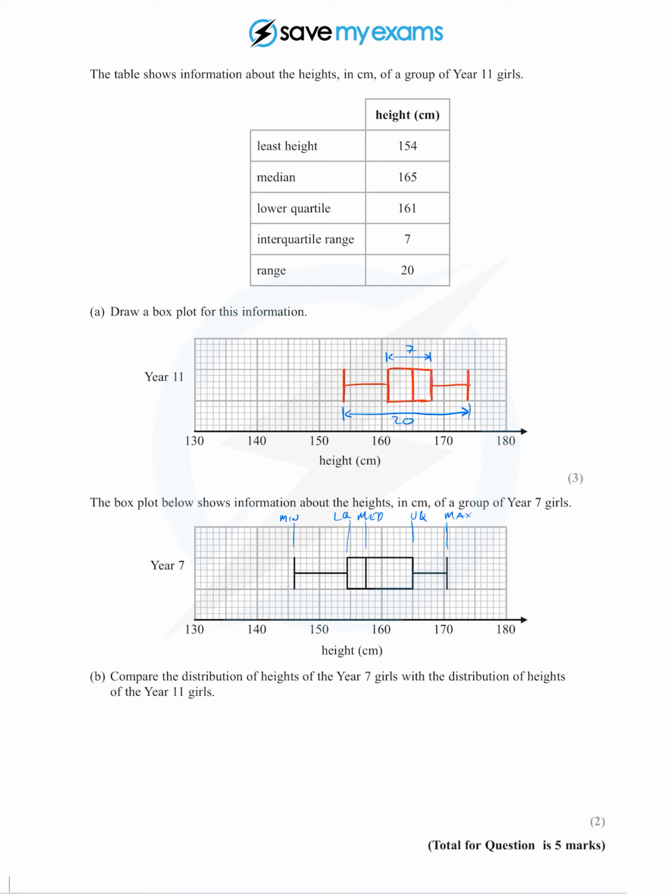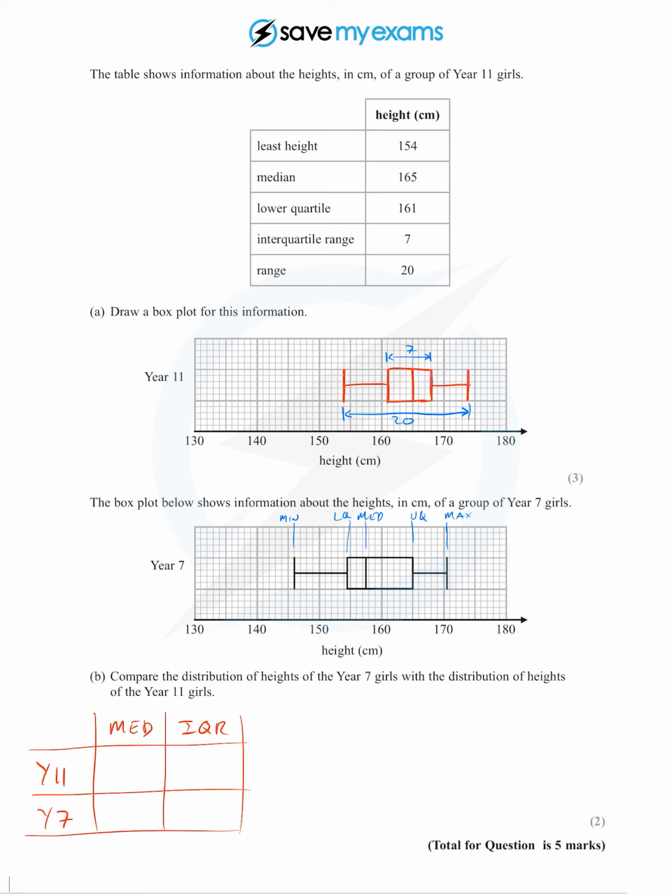Now we're asked to compare the distributions of heights of Year 7 girls, that's this box plot here, with the Year 11 girls, that's the table and the box plot that we've done there. Okay, now when it says compare the distributions, it really wants us to compare the middle of the distribution, that's the median, and one of the measures of range. And we're going to use the interquartile range. And we'll find those for each of Year 11 and Year 7. So Year 11 and Year 7.